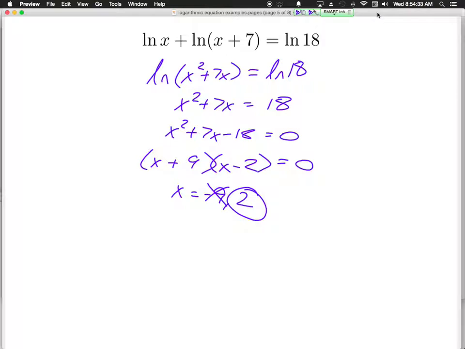What was your question? So why was negative 9 bad? Because if I stick negative 9 in here, it turns this into a negative number, and you're not allowed to have that. So you have to plug it back into the original equation. Correct.